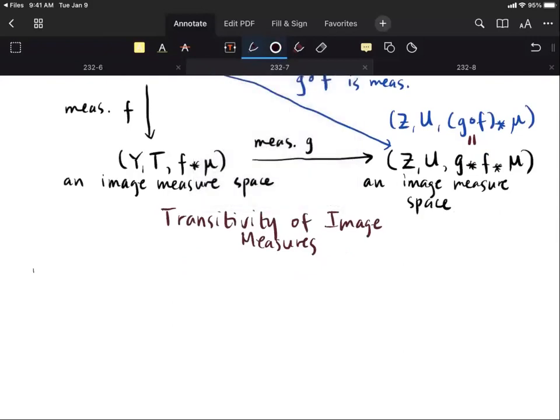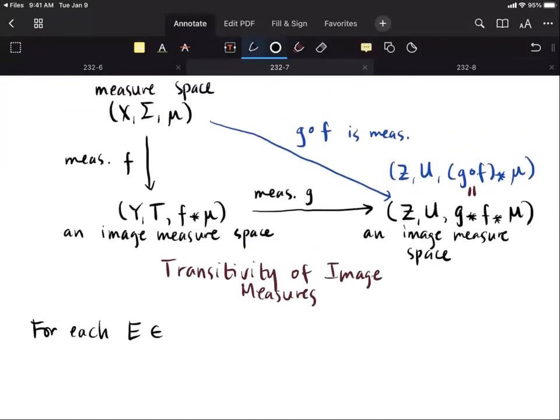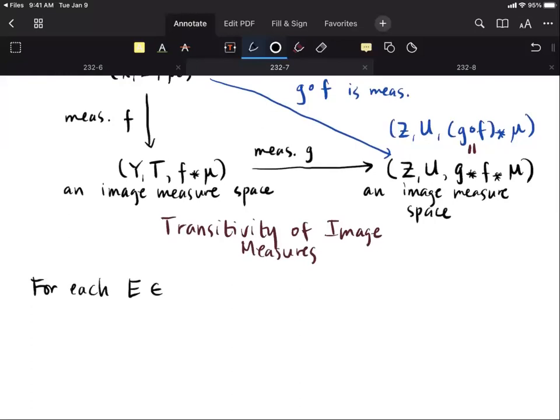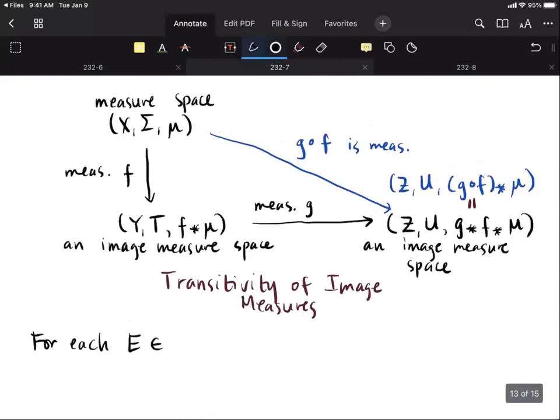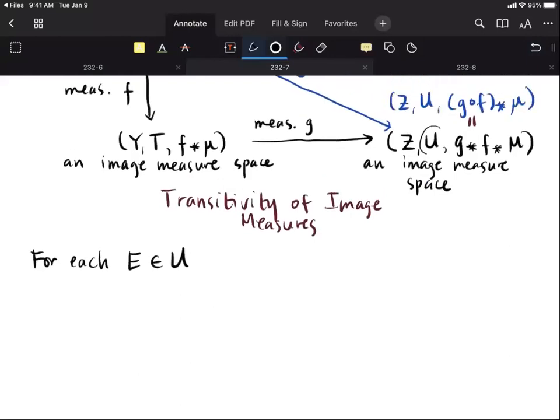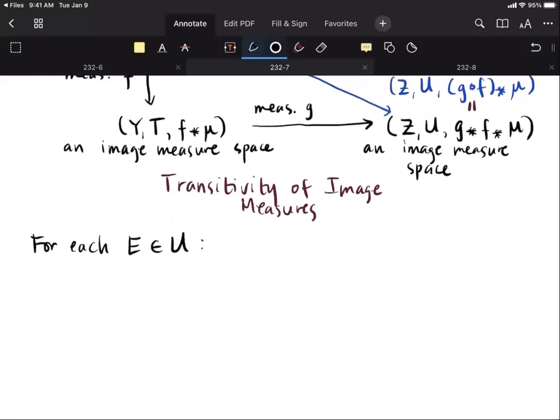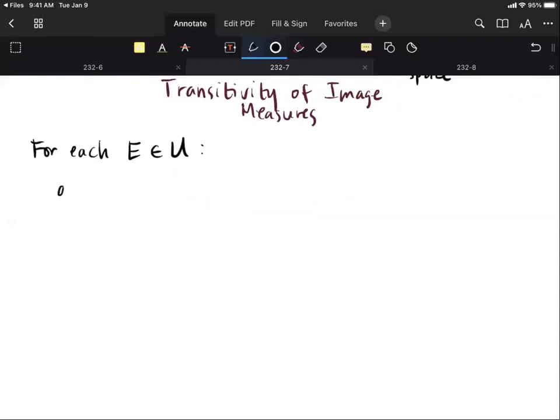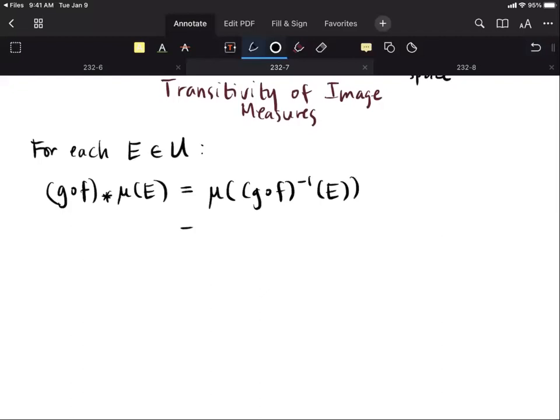Well, to see this, if you take a set E, take note that, of course, this should be in U, because that would be your sigma algebra. Let us compute the image measure with respect to the composition. By definition, this is mu of the inverse image of the composition of E. You apply the properties of the inverse image, so this should be f inverse of g inverse of E.